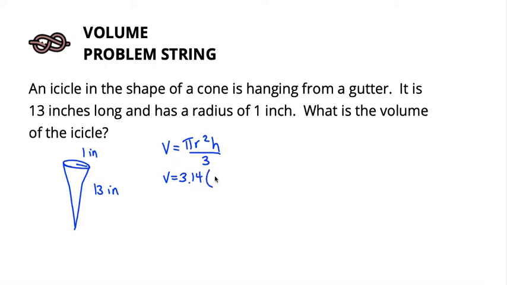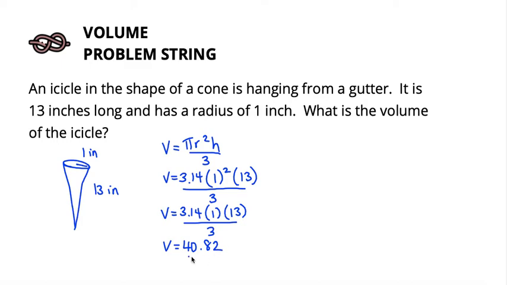My radius is 1, so 1 squared. My height is 13, and I'm dividing this all by 3. Follow order of operations, so we must do our exponent first. So 3.14, 1 squared, or 1 times 1, is just 1 again. And now I'm going to simplify my numerator. So 3.14 times 1 times 13 is 40.82. And then I'm going to divide that answer by 3.